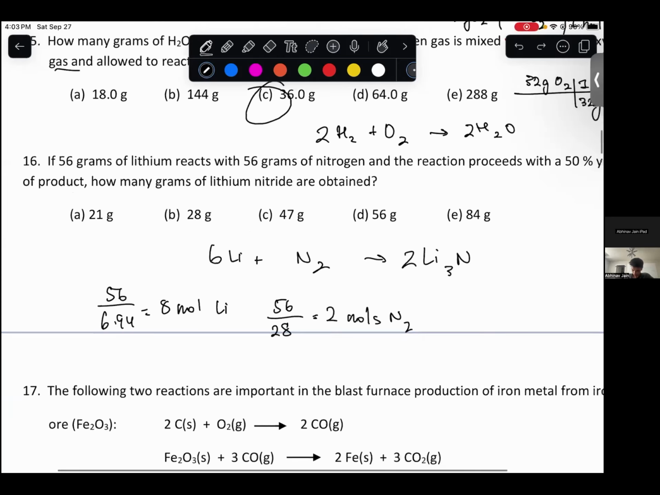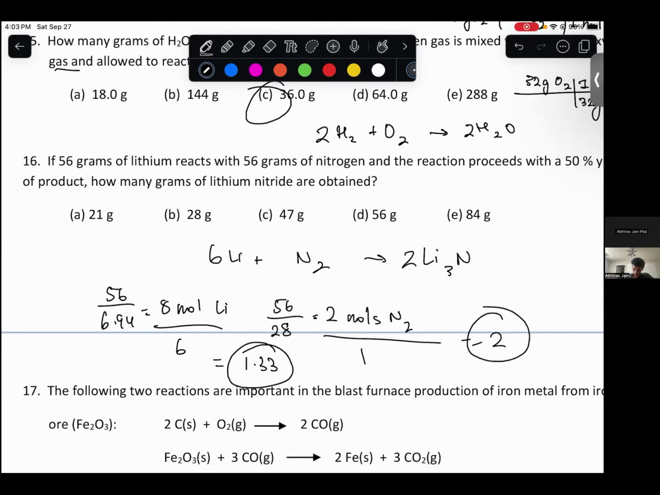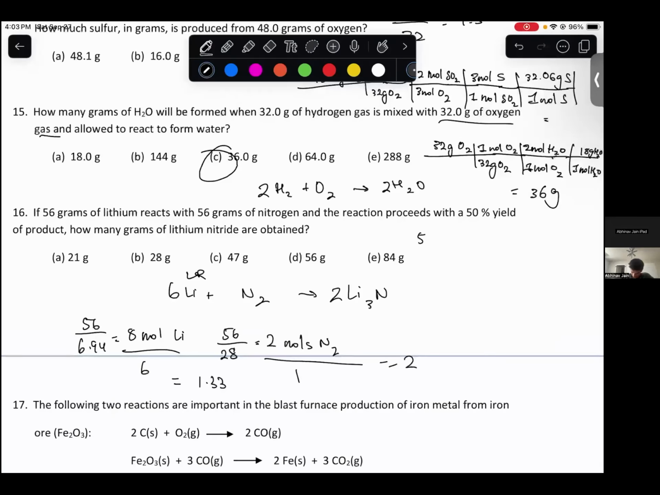Remember, divide by the molar coefficient. So this is divided by 1. This is divided by 6. So 8 divided by 6, that's going to be 1.33. 2 divided by 1 is just 2. This quantity is smaller than 2. So that means lithium is limiting. It's the limiting reagent, LR.